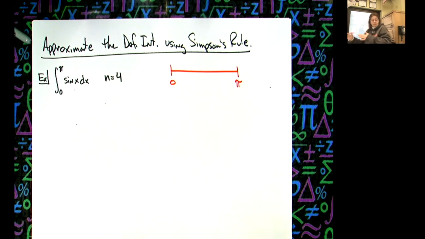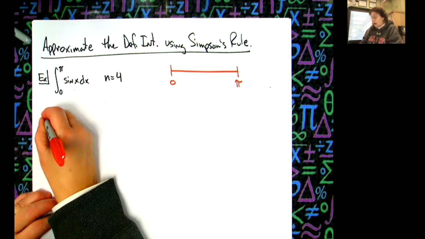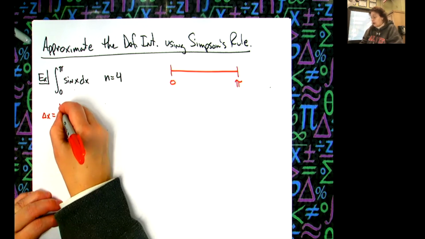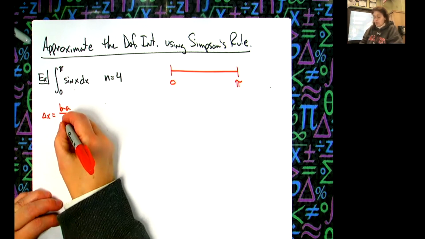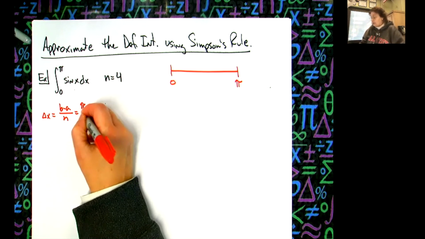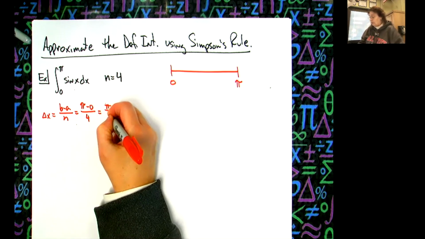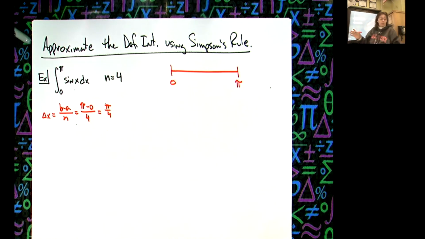So I've got to have 4 sections. Most of you can do that without doing your delta x, but you can calculate that delta x: b minus a all over n. That would be pi minus 0 over 4, which is going to be pi over 4. So we know each one of them is going to be pi over 4.